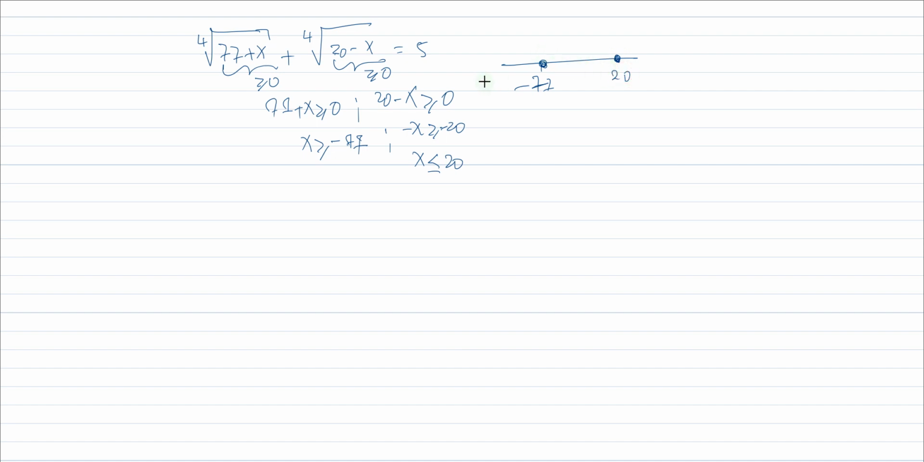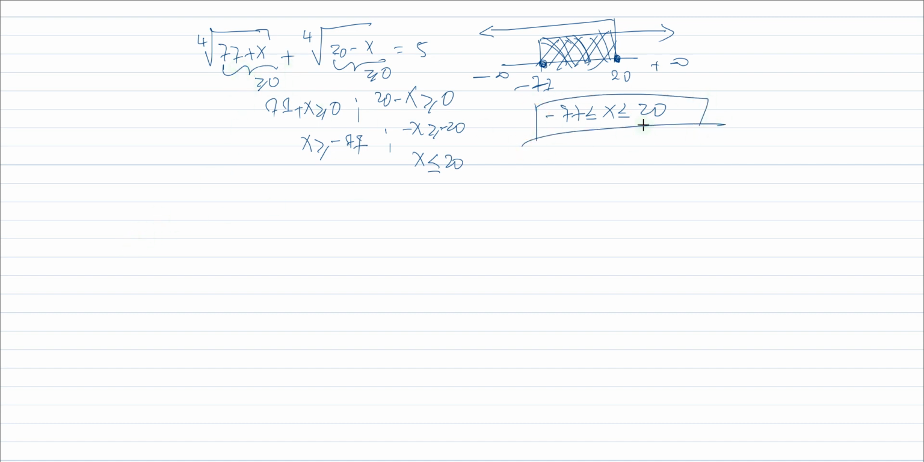So this one goes to plus infinity because it's greater than or equal, and then this is less than or equal, so it goes to negative infinity. So they both meet here. Okay, so x has to be in this interval, so we're going to have x defined in this interval. Okay, so this is what we have to do.